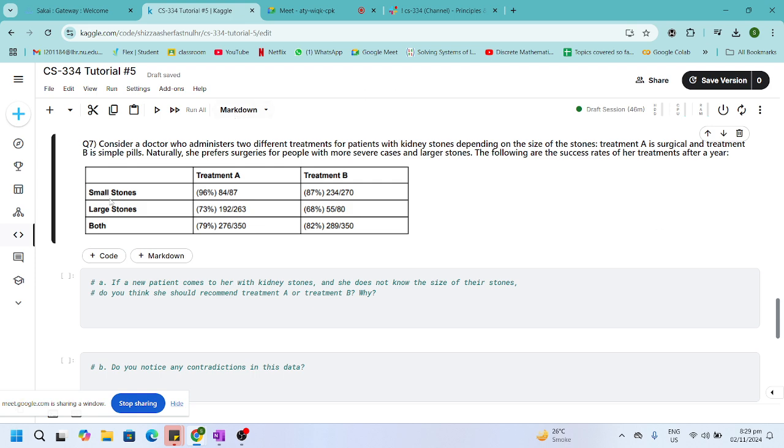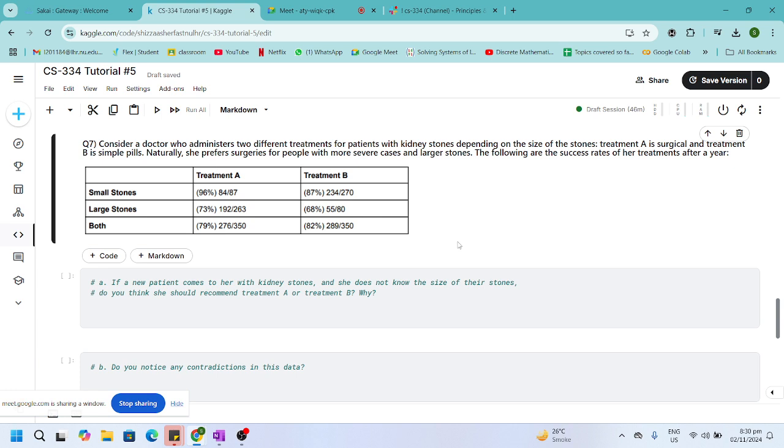So let's see. You are given two different categories of stones. Stones can either be large or they can be small. And the size of these stones is what determines the treatment plan. Now, it's important to focus on this part over here. The size of the stones is determining the treatment plan. And essentially, the treatment plan is determining the outcome. So essentially, that kind of implies that the size of the stones is determining the outcome as well. The outcome in this case being the rate of success.